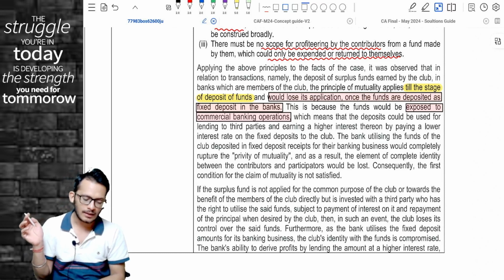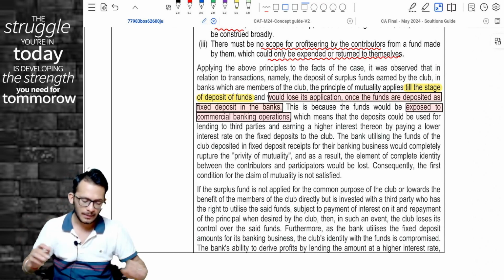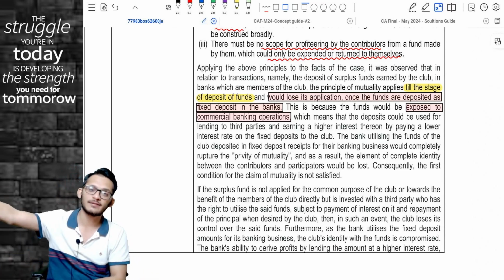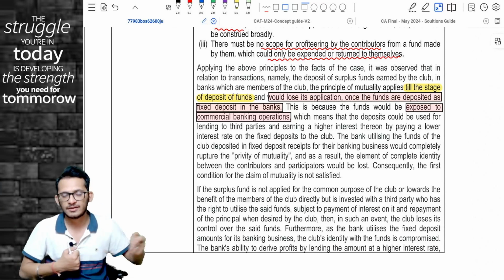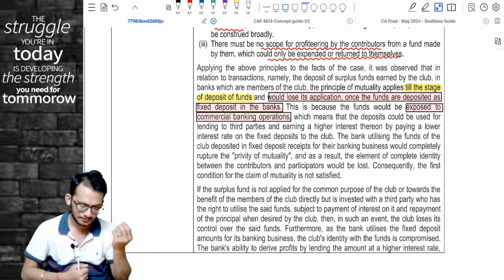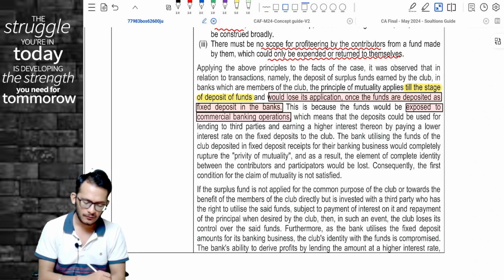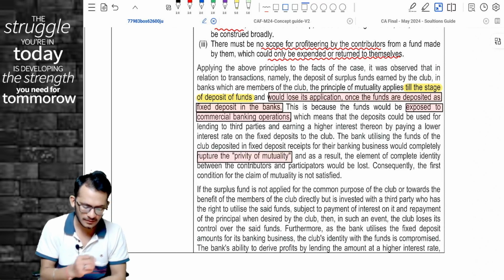Which means the deposits could be used for lending to third parties and earning a higher interest thereon by paying a lower interest rate on the fixed deposit to the club. So they'll give it to an outside person as a loan, get higher interest, and then keep the differential money which it is going to give to the club. The bank utilizing the fund for the club in the fixed deposit receipts for their banking operations would completely rupture the principle of mutuality.